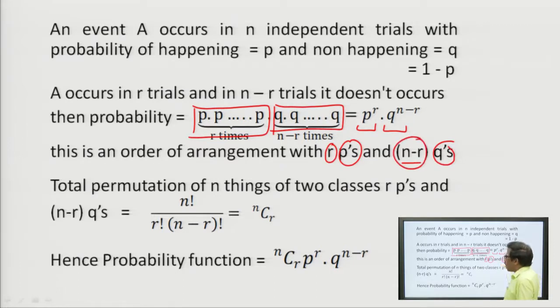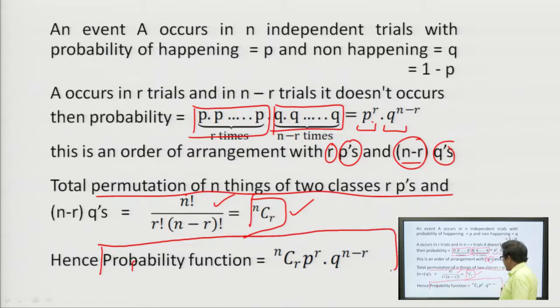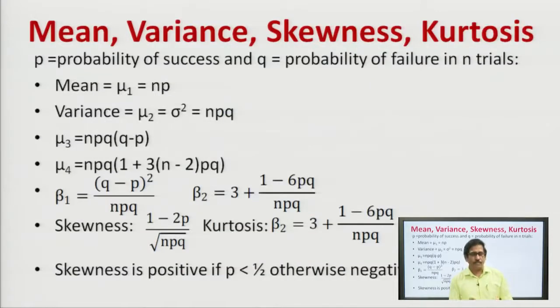If we take the whole combination of this, then the total permutation of n things, in two classes, r p's and n minus r q's, is factorial n upon factorial r, factorial n minus r. This is also known as nCr. Multiplying this permutation with the obtained probability formula, we get the probability function. The probability function is nCr p to the power r, q to the power n minus r. This is the basic formula of binomial distribution.